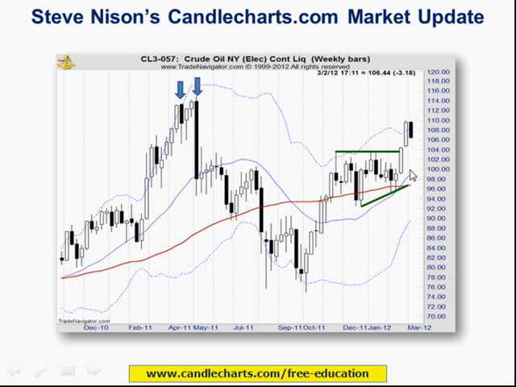Now, also what's interesting is this ascending triangle. That's when we have horizontal resistance and higher lows, in other words, an ascending support line. And we could use this to get a price target. We take the height of the triangle, so it's about $10, from about 92 to about 103, actually $11. Add $11 to 104, and you get a target up at 115, which coincidentally is the major resistance area up here.